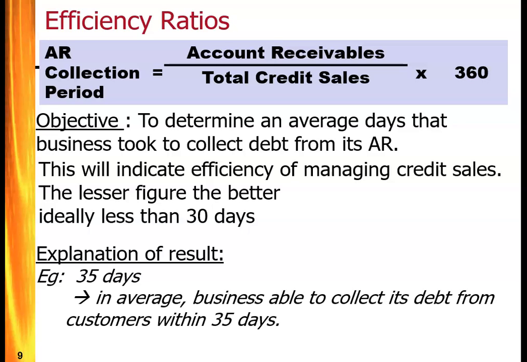I just say that the ideal is 30 days. So 35 days means that the manager managing the credit sales is slightly not efficient.